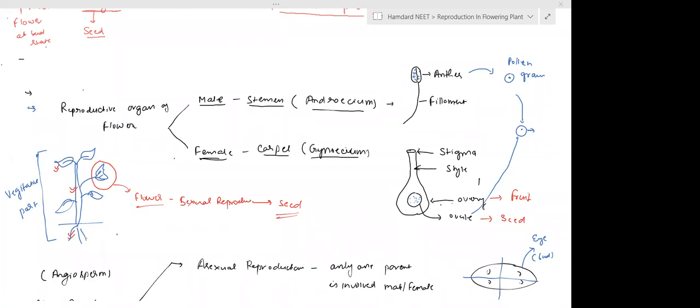First, petal. Sorry, stamen, not petals. Petals I have told you. Sepals, petals, thalamus I have told you. Yes. The fourth heading will be stamen.